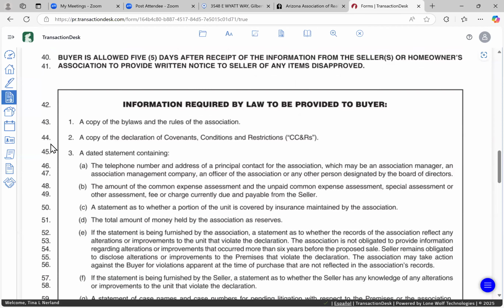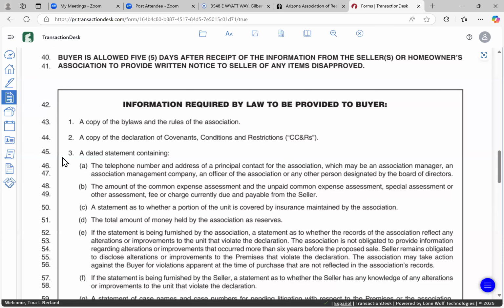Okay, so information required by law to be provided to the buyer. Copy of the bylaws and the rules of the association. A copy of the declaration of covenants, conditions, and restrictions, otherwise known as CC&Rs. A statement containing the phone number and address of the principal contact for the association, which may be an association manager company, an officer of the association, or any other person designated by the board of directors.